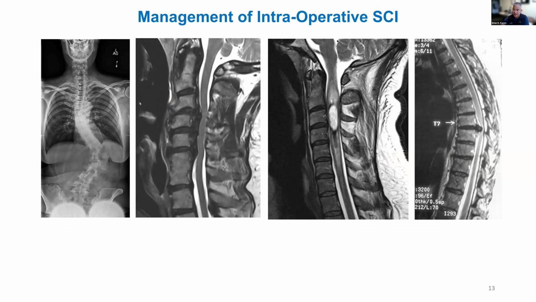And finally, the intraoperative spinal cord injury. I think we've all seen these kinds of images, and we all recognize the risk and the potential for neurological decline, and providing a guideline for the management of intraoperative spinal cord injury would be valuable for the field.